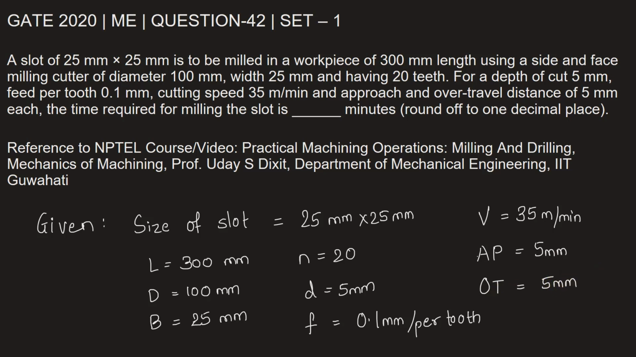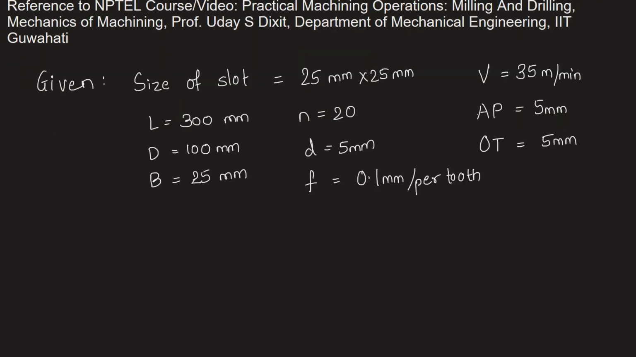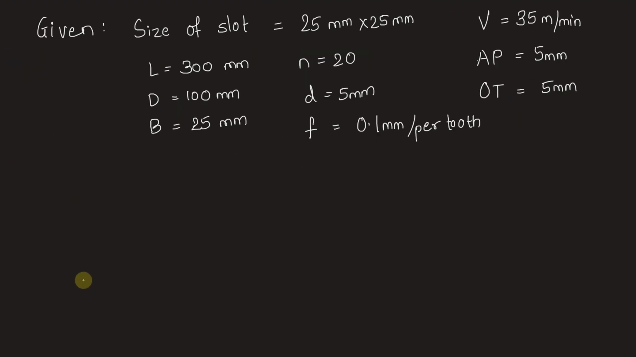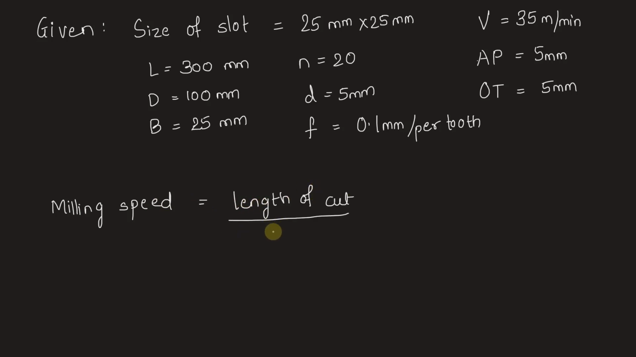Now let's try to calculate the time required for milling the slot. The time required for milling the slot will be calculated using the velocity. We know that the milling speed for a single pass is the length of the cut upon the time required for milling, let that be T or Tm. In terms of the tool we can also calculate this milling speed: it is the feed per tooth F into the number of teeth N into the RPM capital N. This will also give us the milling speed.